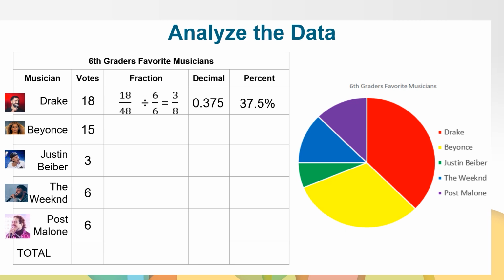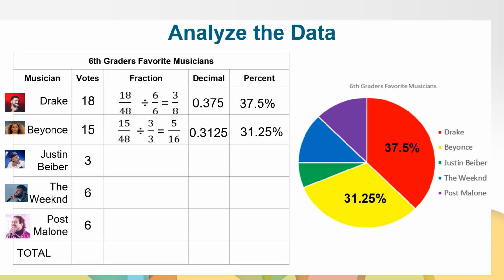I'll move on to Beyonce next because she had less votes than Drake, but more than the others. 15 out of 48 students voted for Beyonce. We can simplify by dividing by 3/3, and we'll get 5/16. This fraction is a little trickier for me, so I'm going to use my calculator to find the decimal equivalent. When I divide 5 by 16, I get 3,125 10,000ths, which is equivalent to 31.25%. So I'll represent the yellow section of the circle with Beyonce's votes.